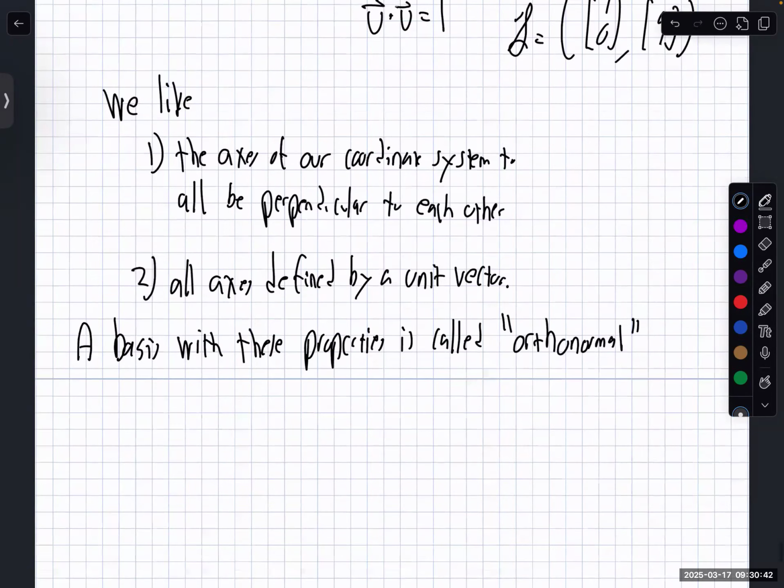New word. If we have a basis that has these two properties, all the vectors in the basis are perpendicular to each other, and every vector is a unit vector, we say that that basis is orthonormal. Ortho for orthogonal, normal for everything having length 1.